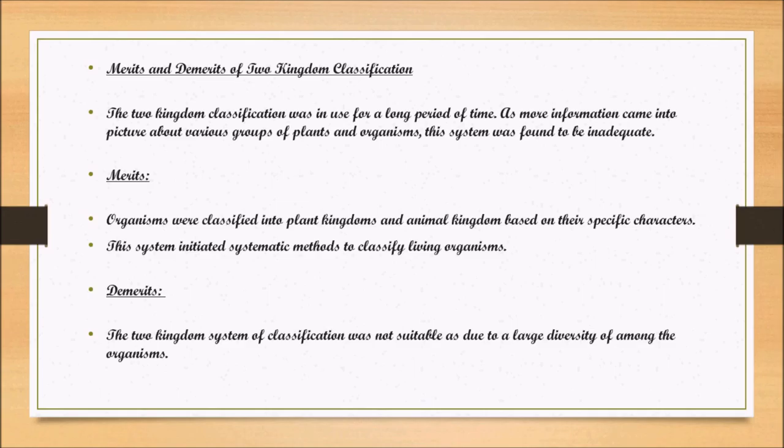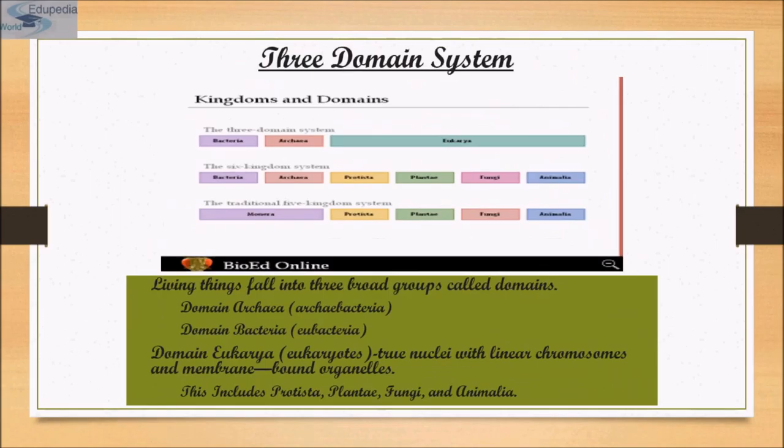Okay. Now, the three domain system. Three domains: bacteria, archaea and eukarya. The six kingdom classification are bacteria, archaea, protists, plantae, fungi and animalia. And the traditional five kingdom classification were monera, protists, plantae, fungi and animalia. Living things fall into three broad categories called domains. This is the three domain system: domain archaea, domain bacteria and domain eukarya. Eukarya means eukaryotes, which have true nuclei with linear chromosomes and membrane-bound organelles. This includes protista, plants, fungi, and animalia.